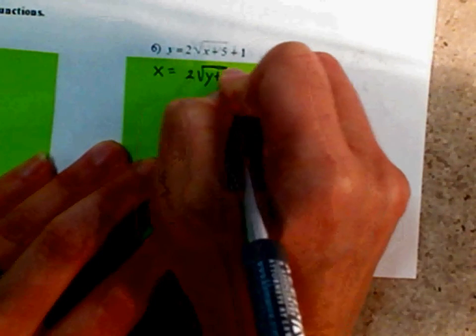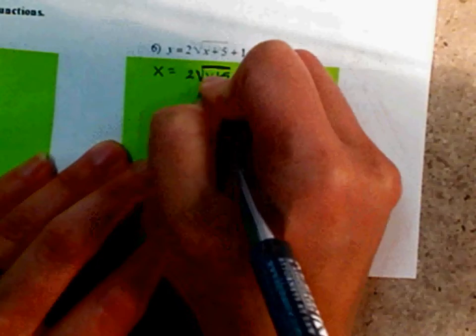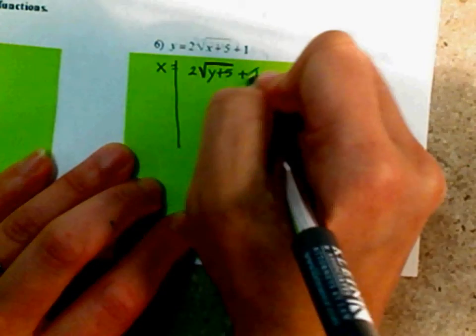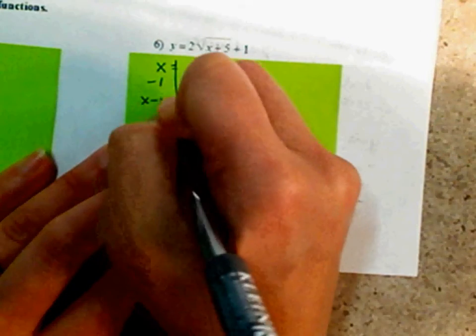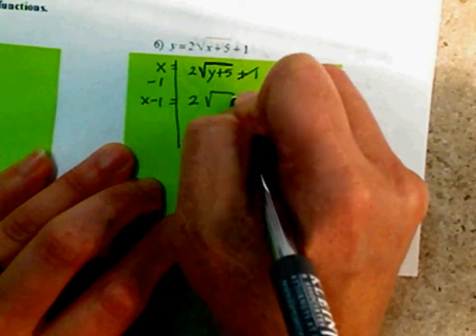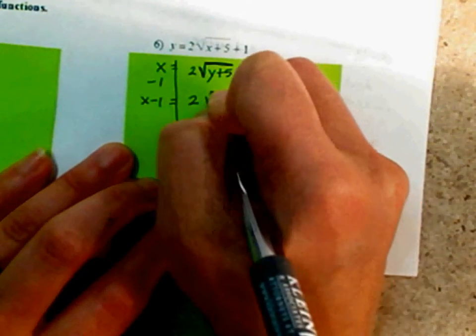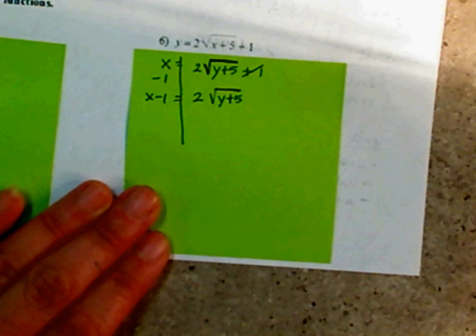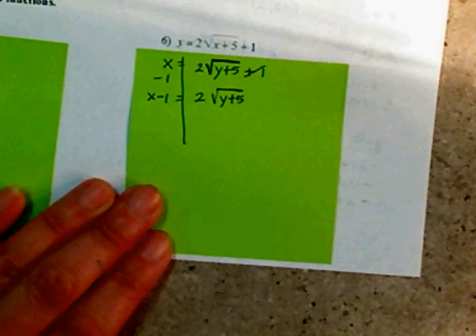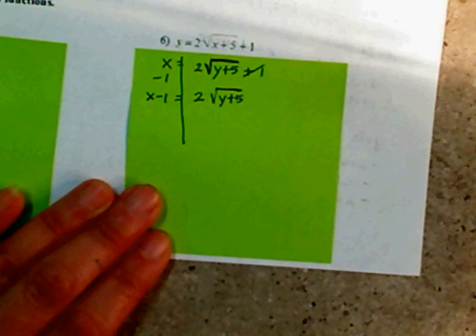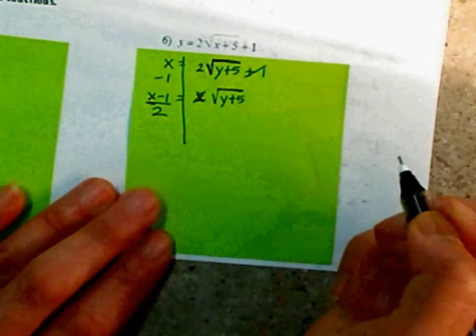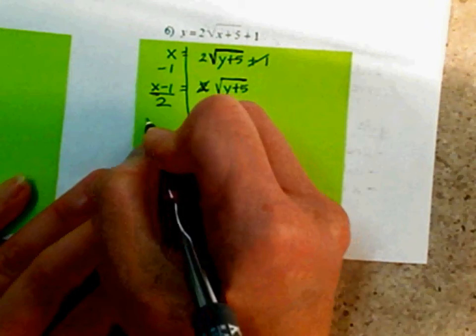What do we do first? Not plus 1. Minus 1. Good. X minus 1 is equal to 2 square root of y plus 5. Right? Okay, now what? Not yet. Got to get rid of the 2. Divide by 2. Yeah, divide by 2. Okay? So x minus 1 divided by 2 is equal to square root of y plus 5.